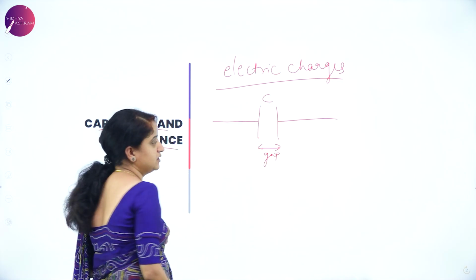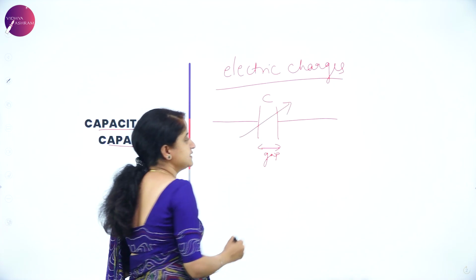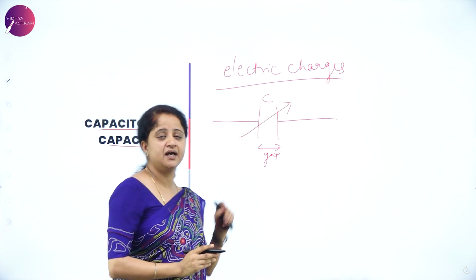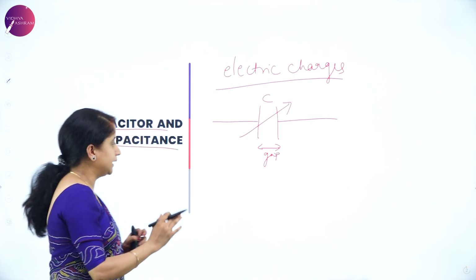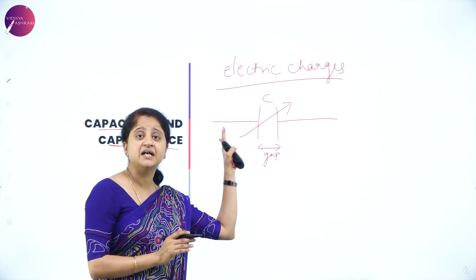This is the circuit symbol for a capacitor. If the value of the capacitor is varying, or it is a variable capacitor, then it is given by an arrow mark. Now, what is capacitance? How is it different from a capacitor? Capacitor is basically a device.